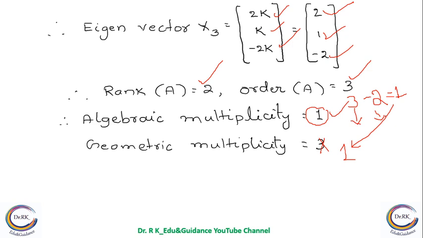So like this we have to find eigenvalues and eigenvectors in general. If required, we have to find the corresponding multiplicities, algebraic multiplicity as well as geometric multiplicity.